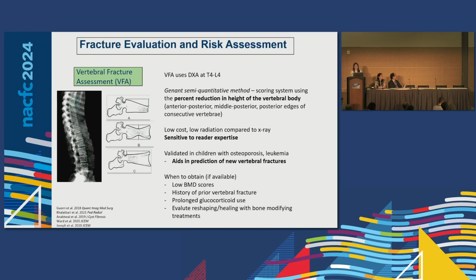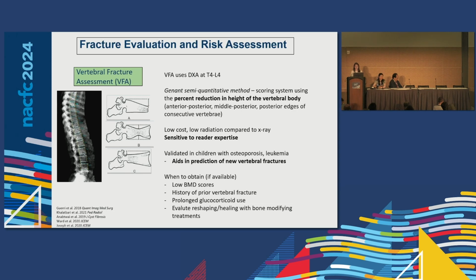Other tools that we have to actually detect fracture include vertebral fracture assessment. This uses DEXA images of the spine, and it essentially has a scoring system that looks at the percent reduction in height of the vertebral body, either within the body itself or comparative to consecutive vertebrae.